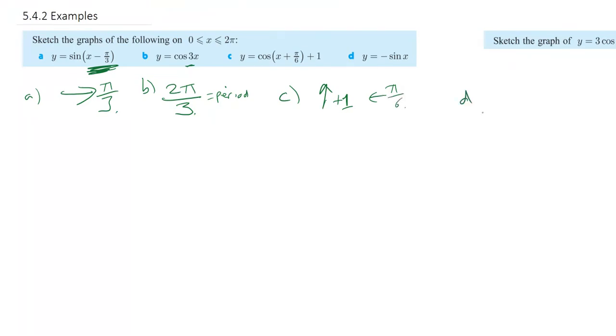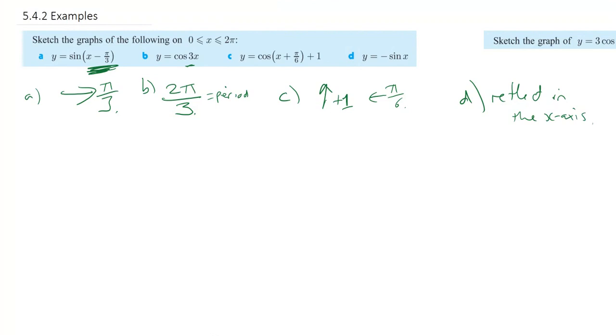And then finally, D. If we have a minus sign there, it's like multiplying the magnitude of this by minus 1. That means it will reflect. If once it was at 1, it will now be at minus 1. So it's going to reflect in the x-axis.